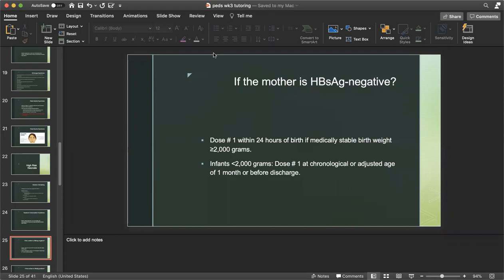So infants less than 2000 grams, their first dose will be chronological or adjusted at 1 month of age or before discharge.